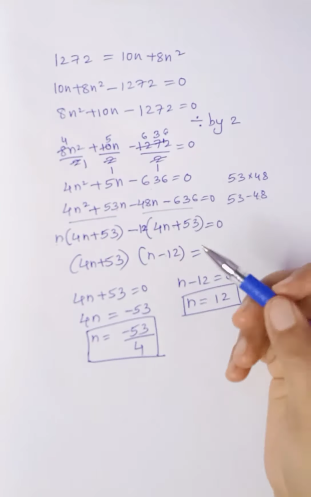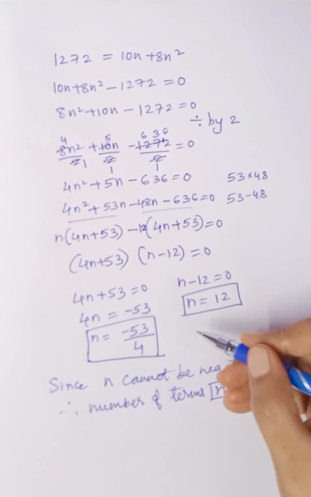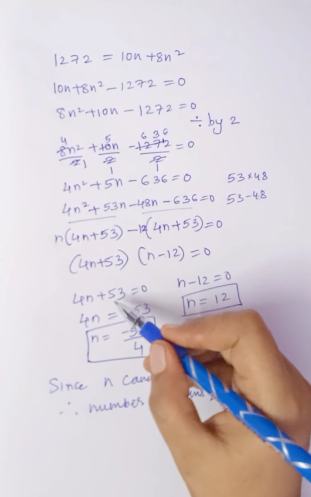So I am going to write here, since n cannot be negative, therefore number of terms n is equals to 12. See, we have proved the part. If you take 12 number of terms in an AP, there were given only 3 terms. If we take 12 number of terms, then we are going to get the sum as 636. So this completes the proof.